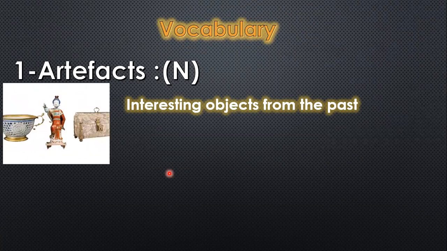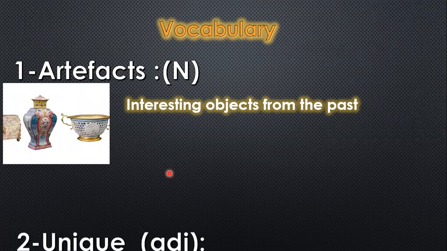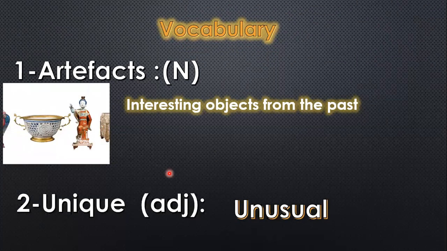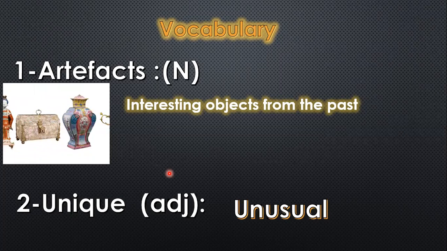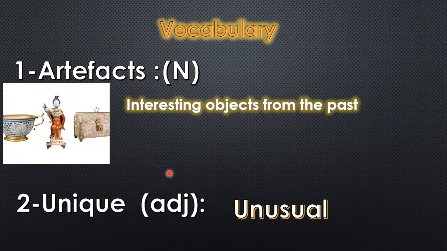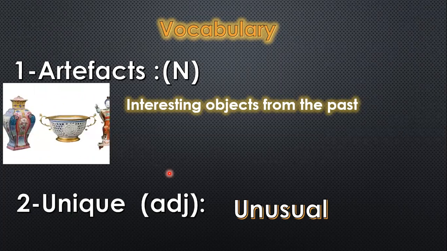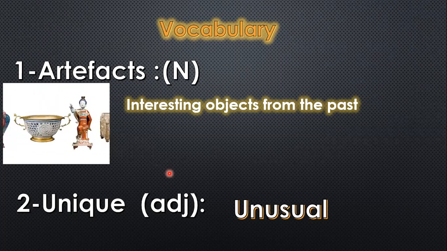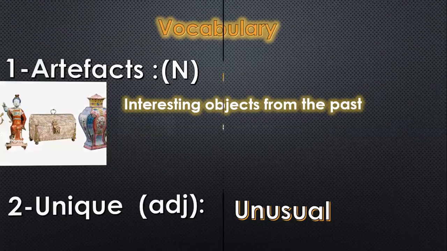When I want to describe them as unique, what do you mean by unique? Unique means excellent, unusual, amazing, strange. So artifacts, interesting objects from the past. Unique is an adjective that means unusual.